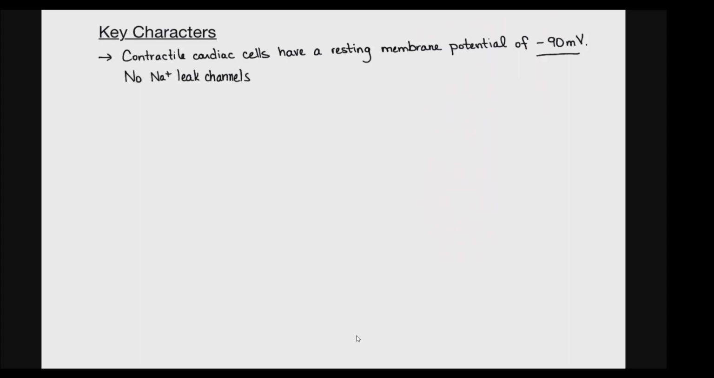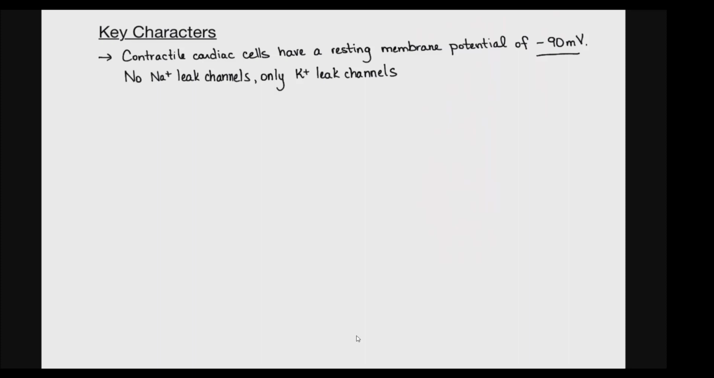So because there are no sodium leak channels, only potassium contributes to the resting membrane potential through leak channels. So this is definitely different from the neuron.